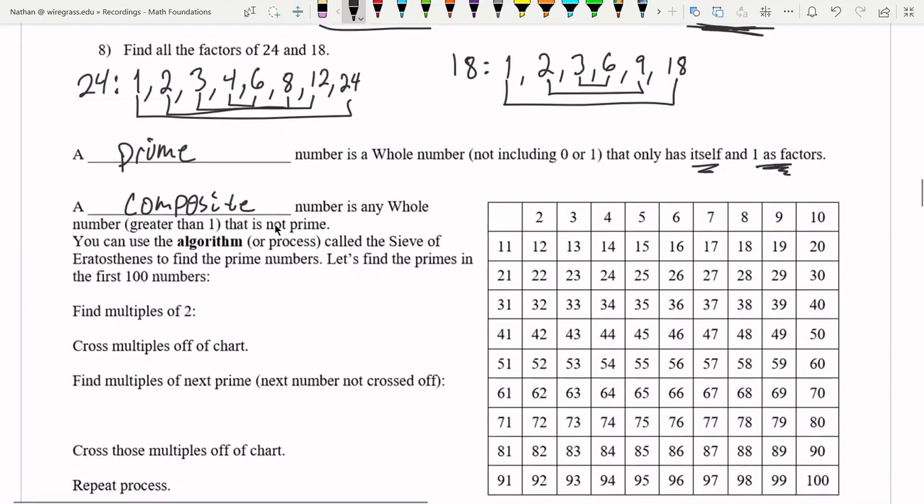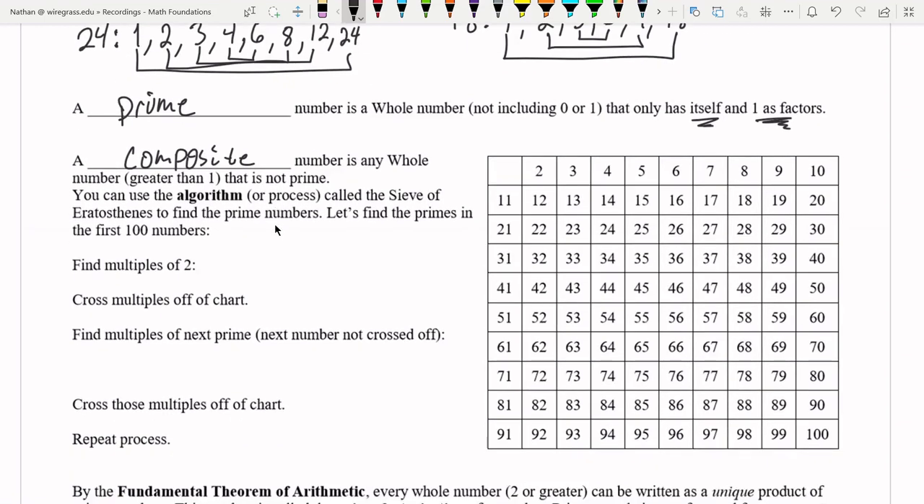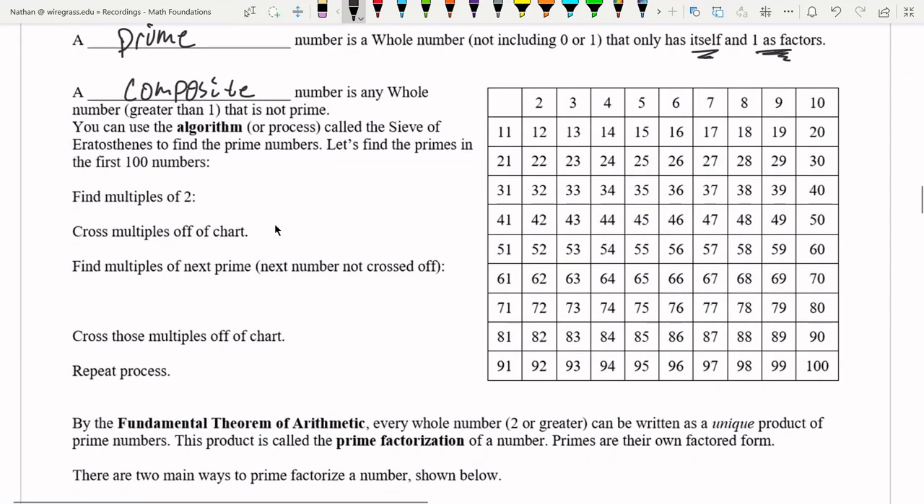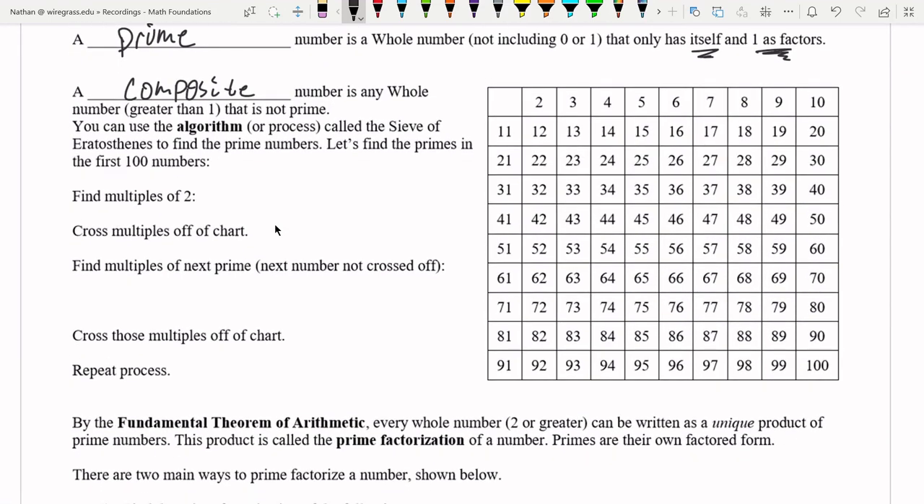So we can use this algorithm, the sieve of Eratosthenes. It's kind of hard to say, but to find the prime numbers, we always start with 2, right? Because 1 can't be a prime number. 2, therefore, the only factors of 2 are 1 times 2. Well, a prime number has only 1 and itself as factors, so 2 has to be the first prime number. And the process goes like this.